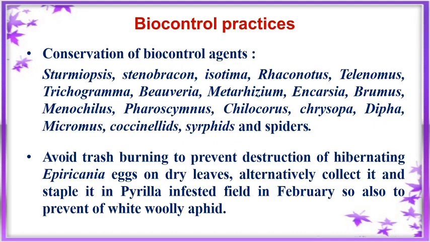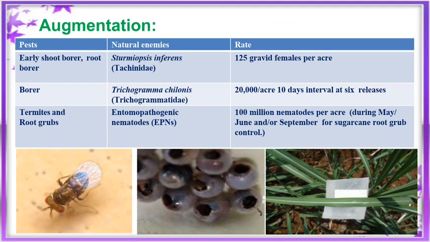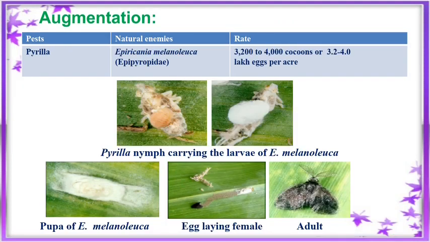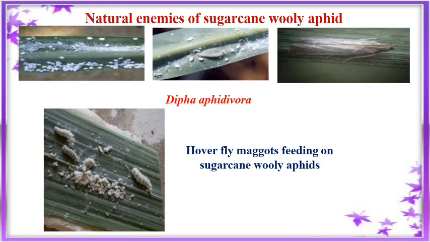Then in case of biological control, we can mostly use Trichogramma species, which are egg parasitoids effective against lepidopteran pests. Then for sugarcane pyrilla, Epiricania melanoleuca is effective. And for the sugarcane woolly aphids, Dipha aphidivora, Micromus igorotus and the hoverfly are effective. For augmentation practices, there are different natural enemies against the different pests. Then for sugarcane pyrilla, we can use Epiricania melanoleuca. Then for sugarcane woolly aphid, Dipha aphidivora is effective.